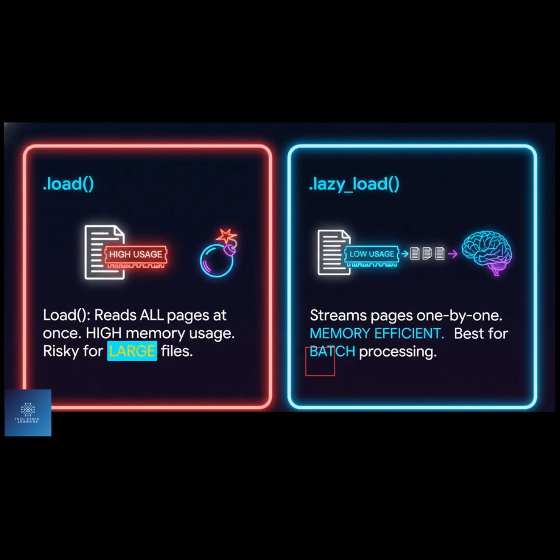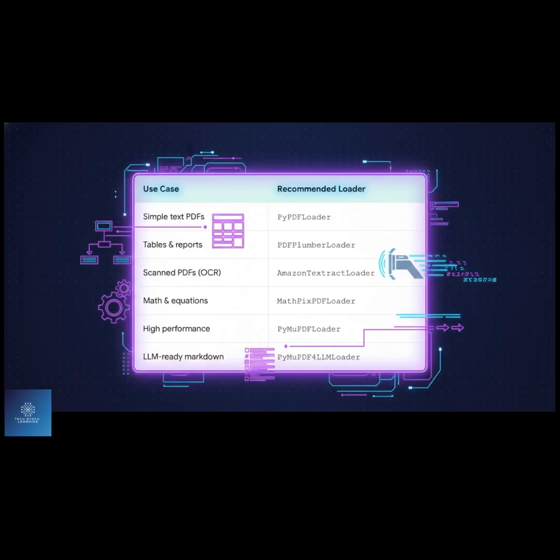Okay, the slide covers a concept that is going to save you from major headaches, load versus lazy load. See, when you call .load, you're telling the loader to read the entire PDF into memory all at once. That's fine for a small file, but for a 500-page document, that's just a recipe for crashing your application. .lazy_load, on the other hand, is so much smarter. It creates an iterator streaming one page at a time as you need it. The key takeaway here is simple. For anything other than a tiny file, or if you're processing a whole batch of files, always prefer lazy_load.